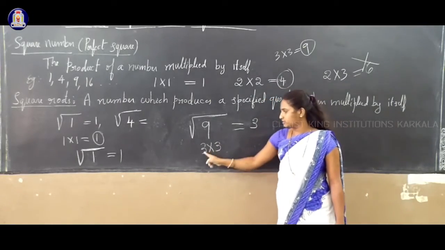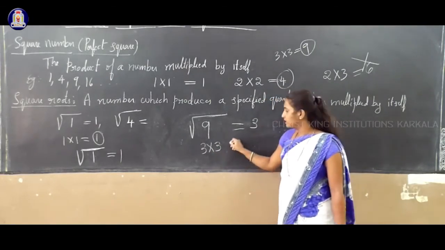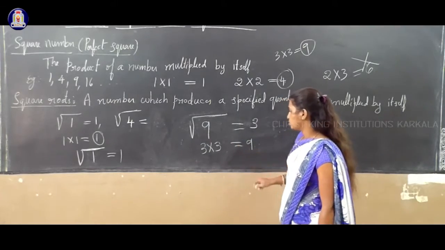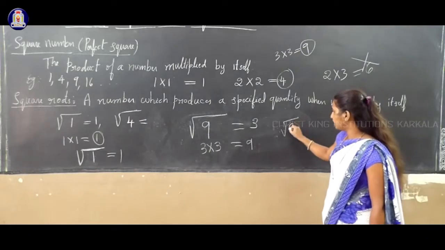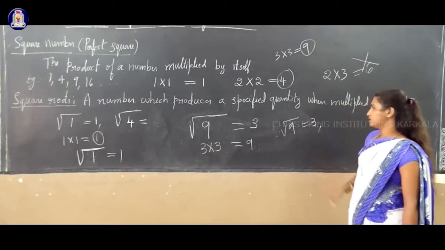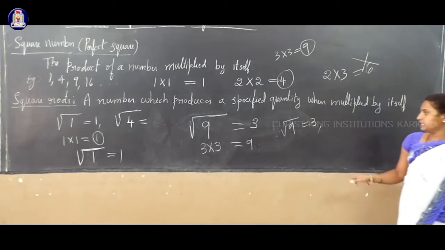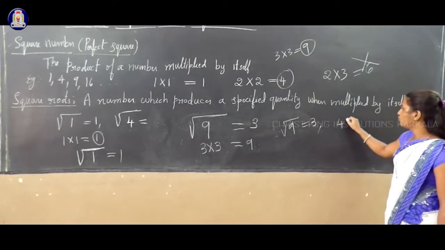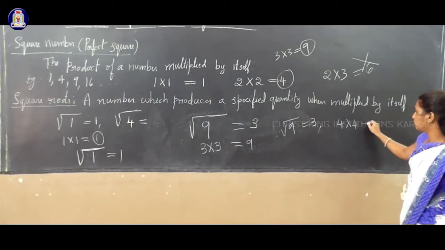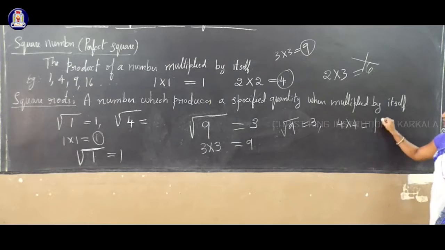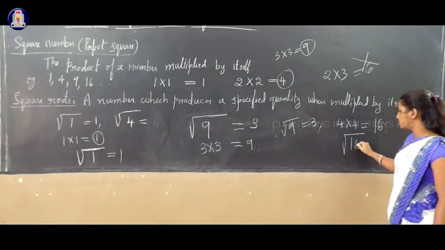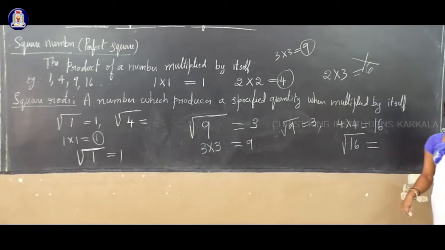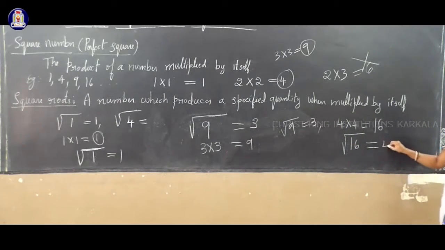The product of the numbers, 3 into 3, will get 9. So we can say that square root of 9 is 3. Next example, you can take 4 into 4. So what is 4 into 4? 4 4s are 16. So what is root 16? Root 16, we can say the answer is 4. Same number multiplied by itself, right?